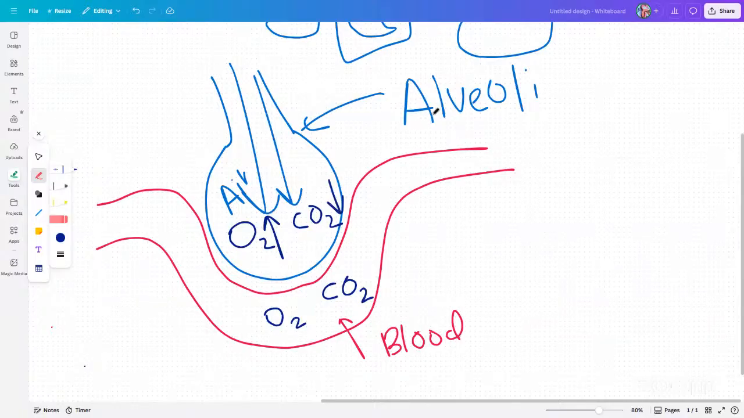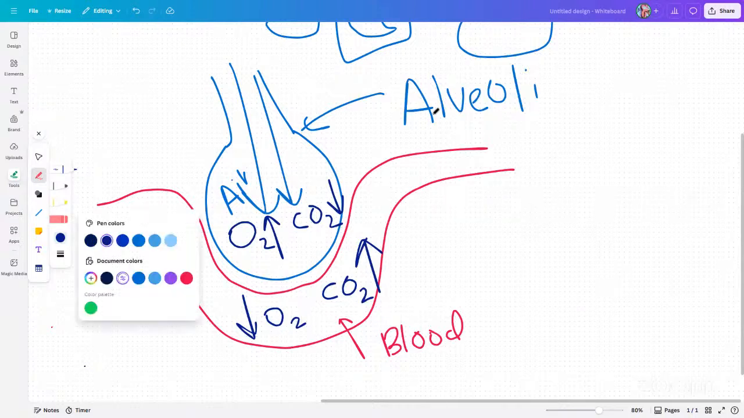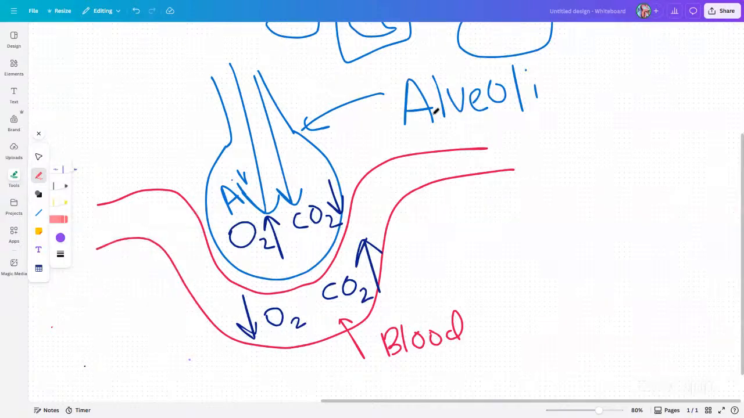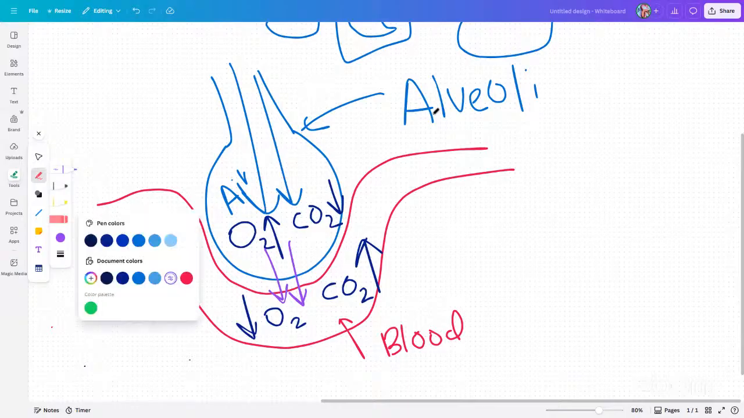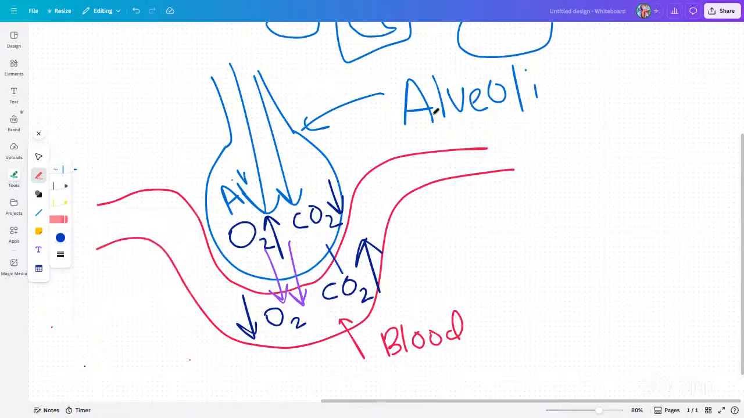What about in the blood? It's the opposite, right? Okay, in the blood, it's going to be opposite. So in the blood, oxygen level is going to be low and carbon dioxide concentration is high. So what happens? Then you're going to be having a gradient forming. So then oxygen is going to be diffusing like this from high concentration to low concentration, and carbon dioxide is going to be diffusing this way, high concentration to low concentration.